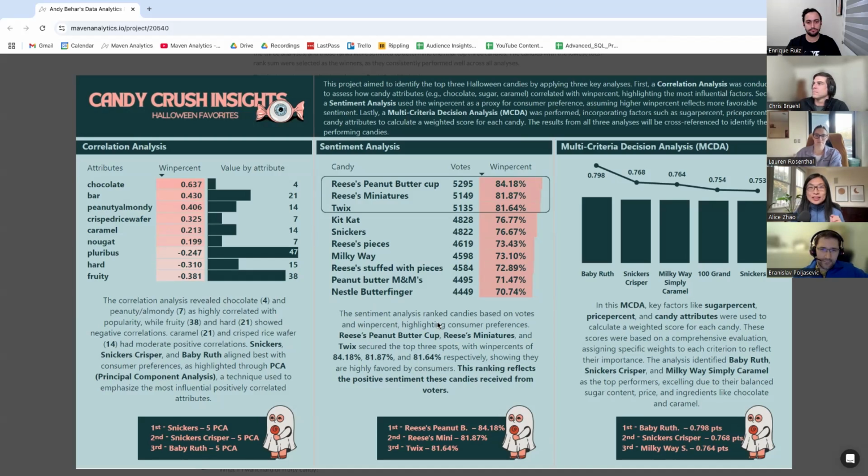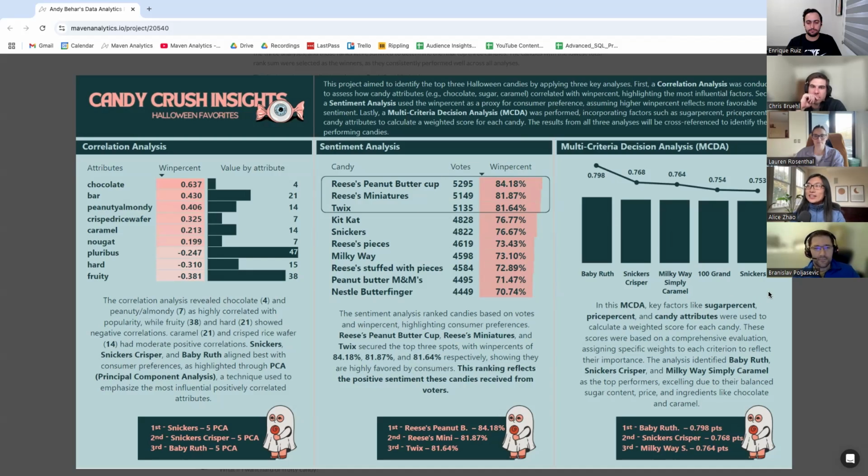And for this one, I come from an NLP background, natural language processing. So I originally thought this section would be on looking at text data. But then after reading it, it's sorted actually by win percent. So for this section, I would say this is a great way of looking at the top candies. But instead of calling it sentiment analysis, I would call it something like top voted candies. And you can see these are the top voted candies here.